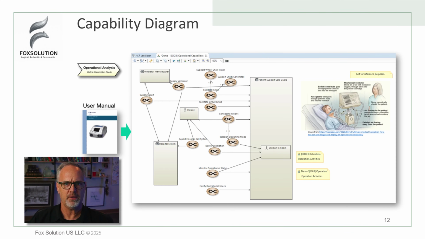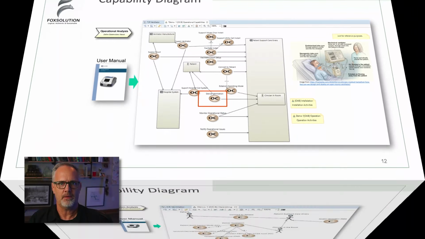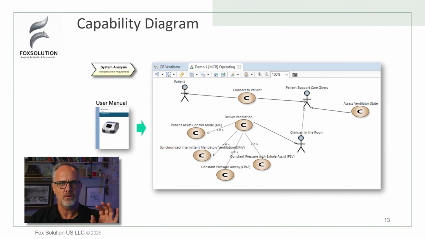So this capability diagram is the first aspect of that, where we're saying, in the design space, what are some of the things that we have to do? We have to connect to the patient. We have to deliver ventilation. We have to notify of operational issues, that kind of thing. And in that case, we're going to take that capability, deliver ventilation, and break it down and fully define it. So that capability then includes a variety of other capabilities.